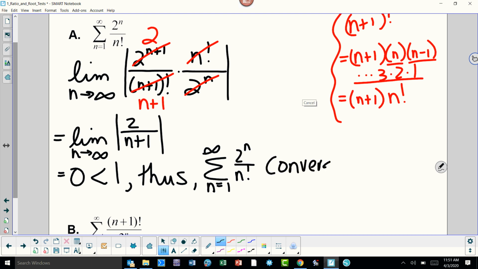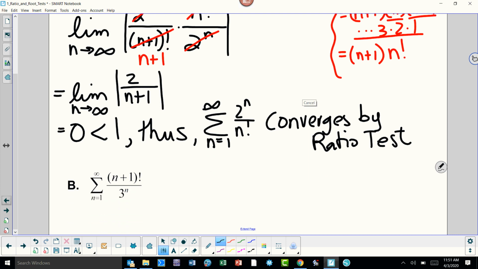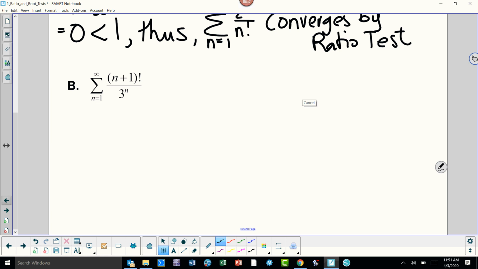Converges by the ratio test. Okay, so always state the conclusion and by which test. And again, I always write the series again. Don't say it converges or anything like that. It's always better just to write it down, then you're very clear.